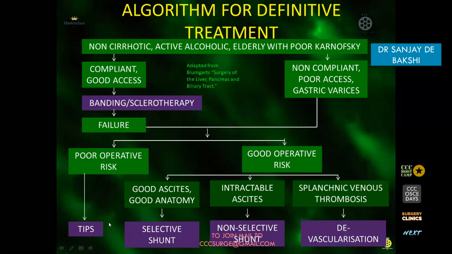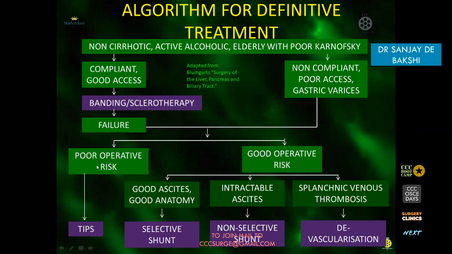Non-cirrhotic, active alcoholic, elderly with poor Karnofsky. If the patient is compliant with good access to the varices, go in for banding or sclerotherapy. If it fails, then you decide on whether the patient is a poor operative risk or a good operative risk. Again, if the patient is non-compliant, not willing to give up his drinks, or his varices have poor access, or he has gastric varices, again assess whether this patient is a poor operative risk or a good operative risk.